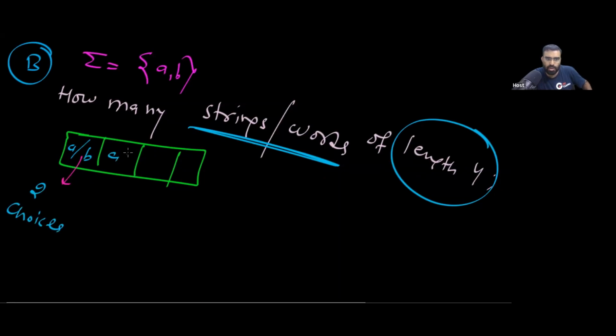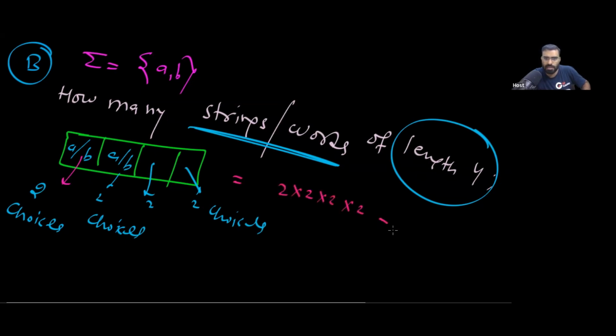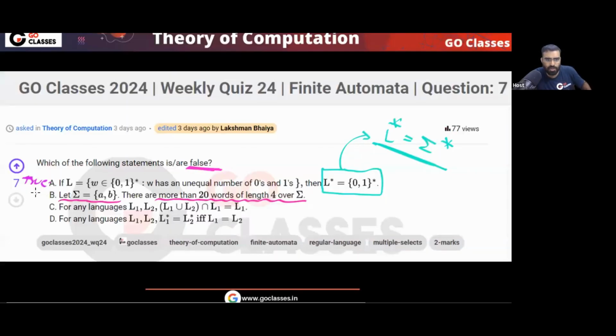In the second also, I can put a or b. So there are two choices. Here also there are two choices. So your final answer will be 2 into 2 into 2 into 2, that is 2 power 4 is equal to 16. So 16 words you can create. I cannot create more than 20. So this statement is false. Remember, option B is false.